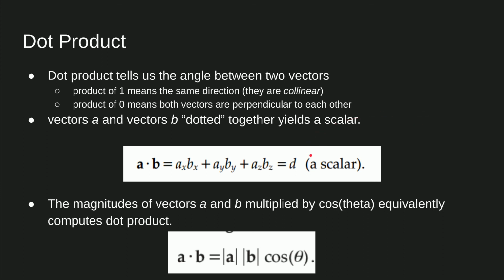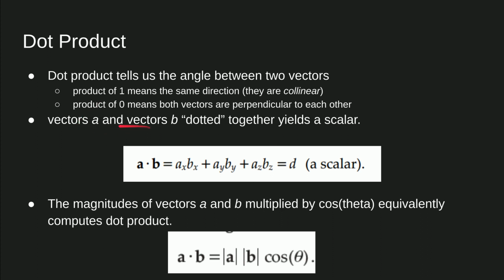And to figure out the angle between two vectors, we do this all the time. We use something called the dot product. Okay, so if I take the dot product of two vectors and I get a value of 1, then I know those two objects, which are represented by vectors, are moving in the same direction. They're collinear. If I get a product of 0, that means they're perpendicular to each other.